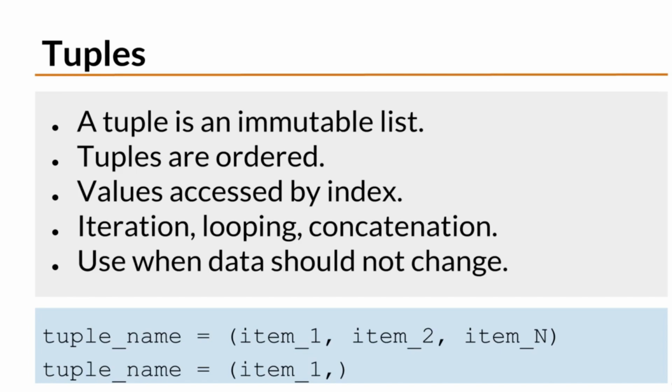Tuples are created using comma-separated values between parentheses. The format is tuple name equals open parentheses, item, comma, the next item, and so on until there are no more items you want to define in the tuple, and then the close parentheses. If you only want a single item in a tuple, that single item must be followed by a comma. The format is tuple name equals item, comma, close parentheses.